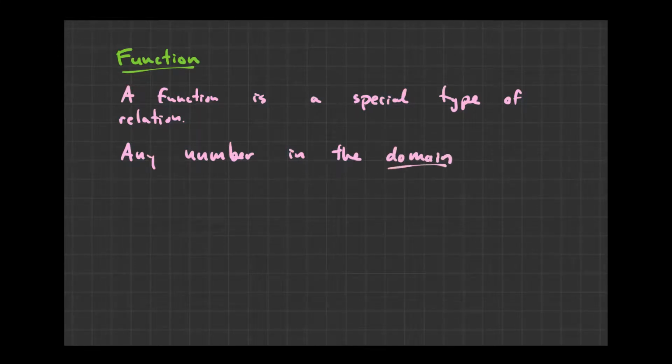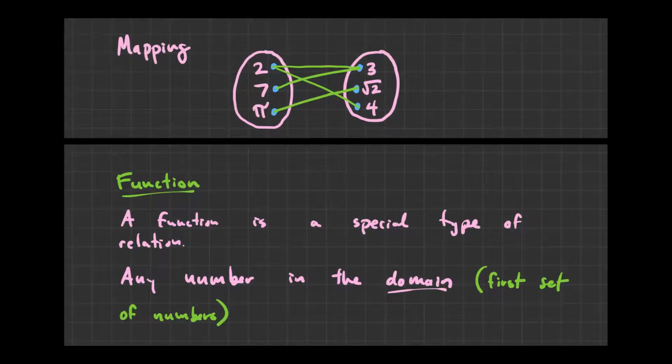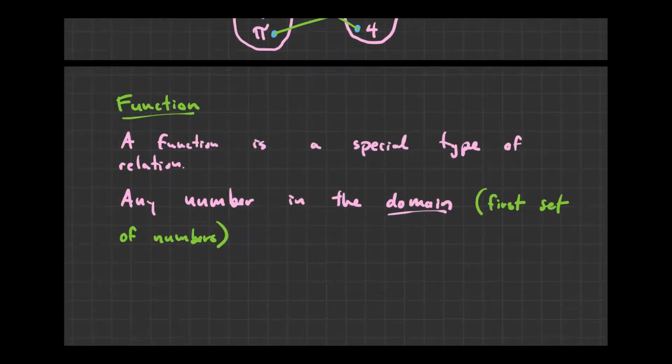okay, so let's think a little bit about what the domain is. The domain is the first set of numbers. In other words, this guy right here, this would be the domain. What about this set of numbers? Do you remember what this is called? The range. Yes, indeed.